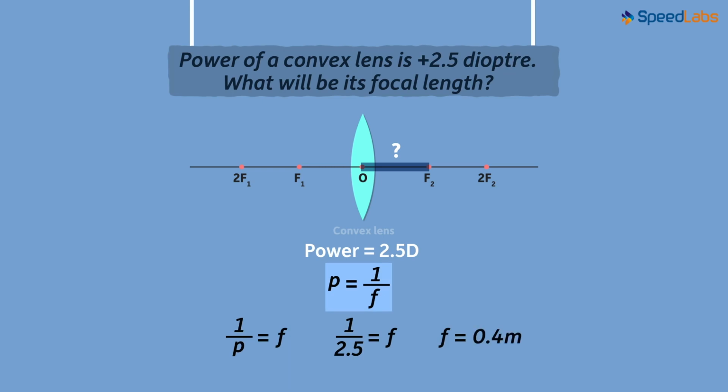This means that the focal length of this convex lens is 0.4 meters. Will it be positive or negative? The focal length will be positive as well. Why? It's because, according to sign conventions, the focal length of a convex lens is considered positive.